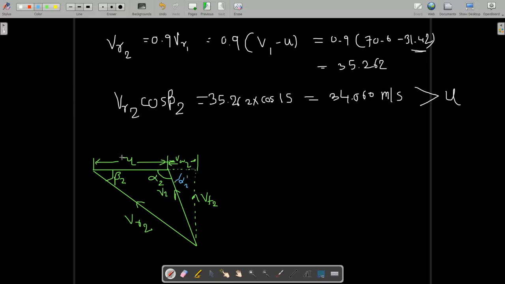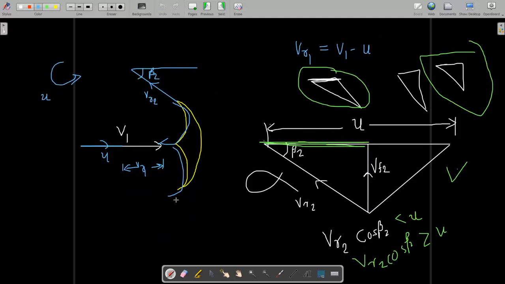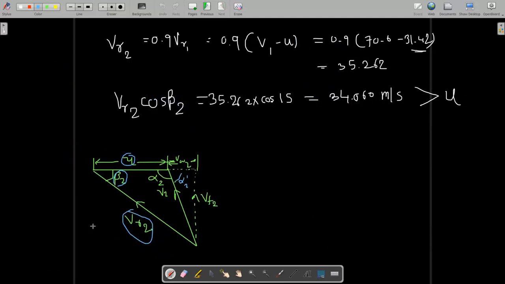So we have to find all the components. We have U, we have VR2, we have beta 2, but we do not have VW2, VF2, alpha 2 and V2. We have to find all of these, then our velocity triangle is completed. The inlet velocity triangle is completed here: just a straight line representing V1, the small portion U, and the remaining portion VR1. So this is the inlet velocity triangle and this is the outlet velocity triangle, but we have some values unknown, like VW2 and VF2.